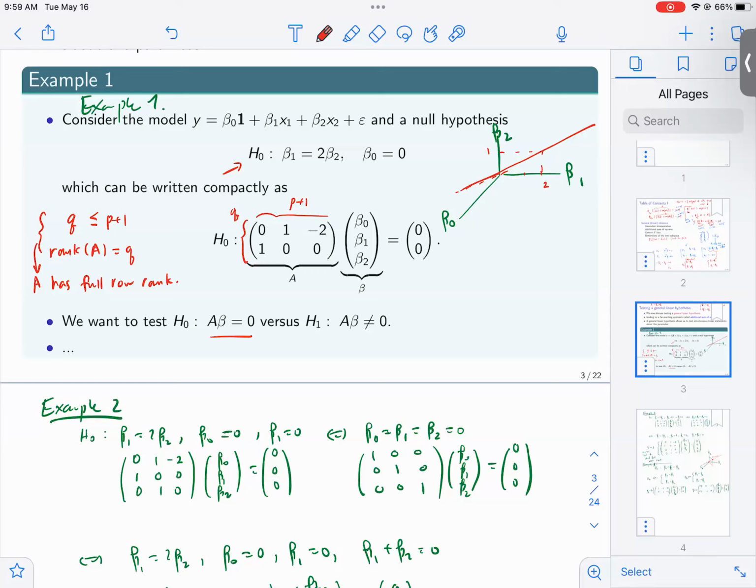So what else can I do if I want to test this hypothesis? Anyone have any guess? Have you seen anything like this before? Have you seen the F-test before? So what is the F-test? Can we do an F-test? So what is the F-test?